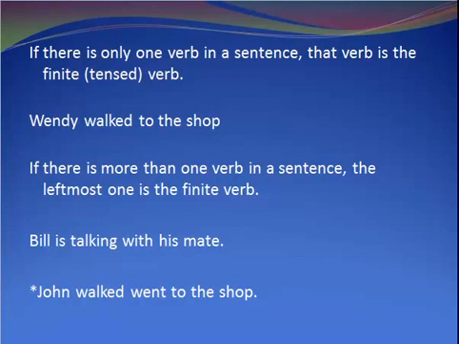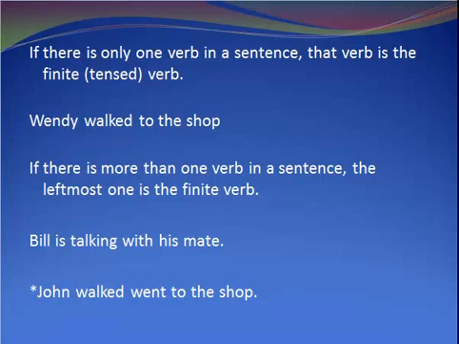Just to recap, if there is only one verb in a sentence, that verb is going to be the finite verb. That means that it's got tense. So if we've got a sentence like Wendy walked to the shop, there's one verb, walked, so that must be tensed. And in this case, you've got the -ed ending indicating that it's past tense. If there's more than one verb in a sentence, the leftmost one is the finite verb.